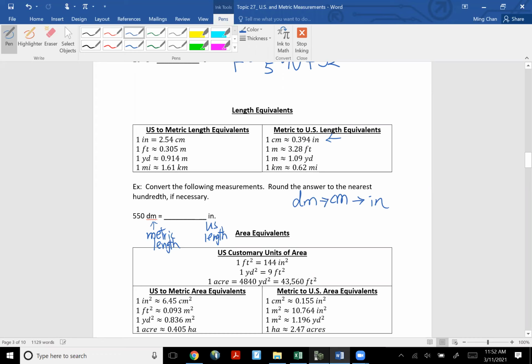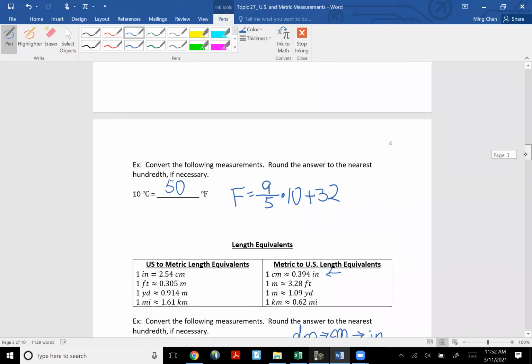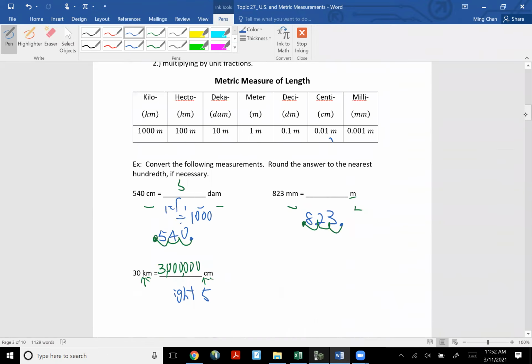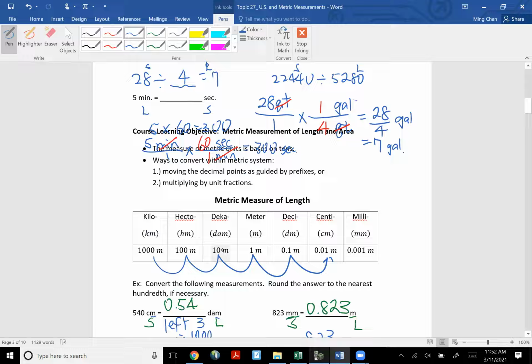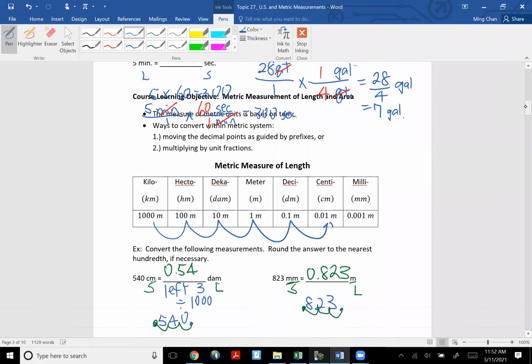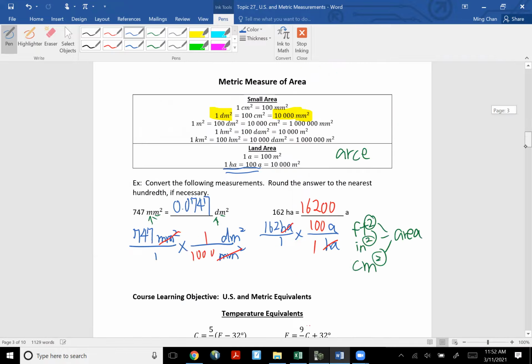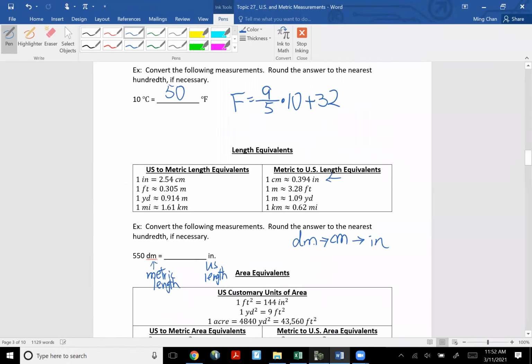So decimeter, centimeter, both are metric units of length. So that means I can actually come up here to my table and see that I can go from meter to meter, right? Deci to centi is only one place to the right. So deci to centi is only moving the decimal right one place. So once I convert to centi, then I can use this ratio to convert into inches.